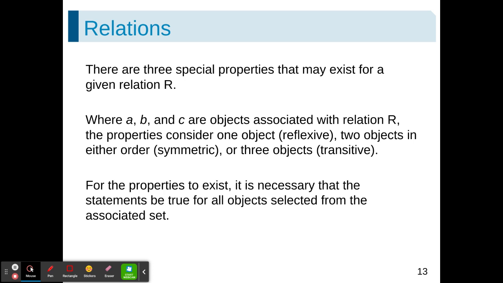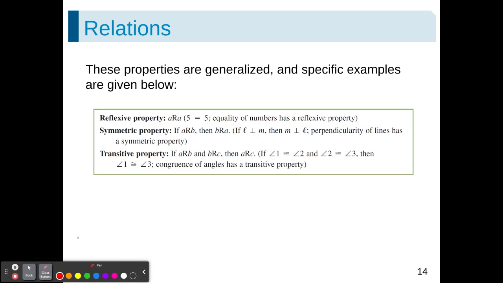There are three special properties that may exist for a given relation, where A, B, and C are objects associated with relation R. The property is considered reflexive for one object, symmetric for two objects in either order, or transitive for three objects. So if you're just given one object, then we can say that's reflexive, like A is equal to A. For two objects, let me grab my pen real quick.